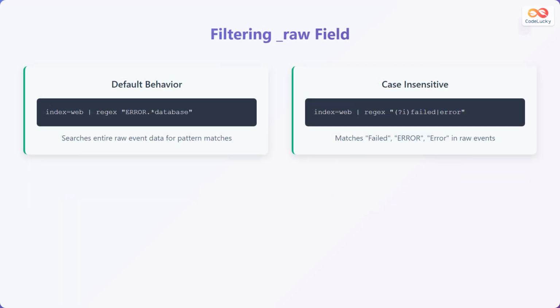When you use the regex command without specifying a field name, it searches the entire raw event data by default. For example, index equals web pipe regex "error.*database" searches for the word error followed by any characters, and then the word database anywhere in the raw event. You can make your searches case-insensitive by using the (?i) flag. The pattern (?i)failed|error will match failed, error, Error, or any other case variation of these words in your raw events.